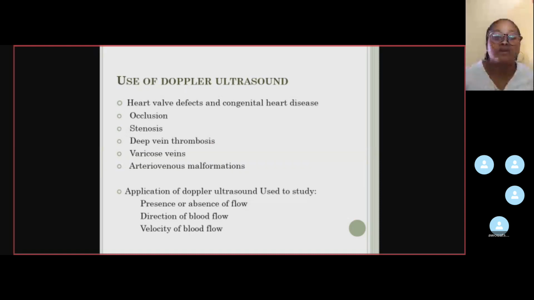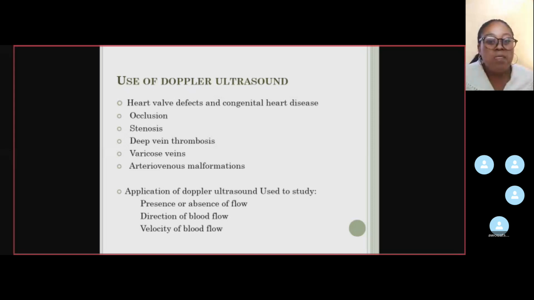So where all can Doppler ultrasound be used? It is used for heart valve defects, congenital heart diseases, then to see if there is any occlusion, stenosis, or deep vein thrombosis, that is blood clots in the veins, which cause blockage in the veins, then varicose veins and arteriovenous malformations. So these are all the indications for Doppler ultrasound.